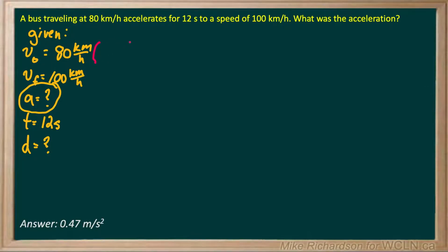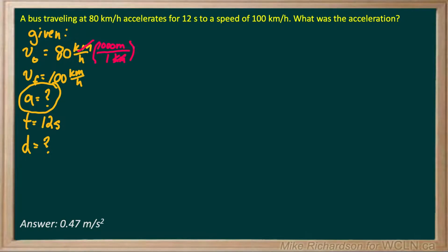So write our conversion factor. Since kilometers is on top, I want to put it on the bottom of my factor, and I want to get meters out of it. There's 1,000 meters in 1 kilometer. So that will get rid of the kilometers. Now I've got meters divided by hours.